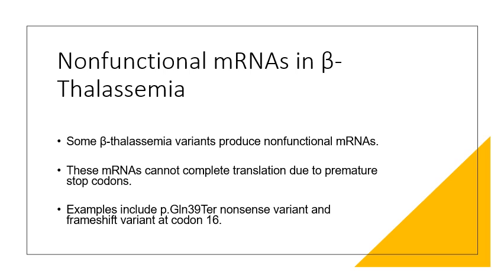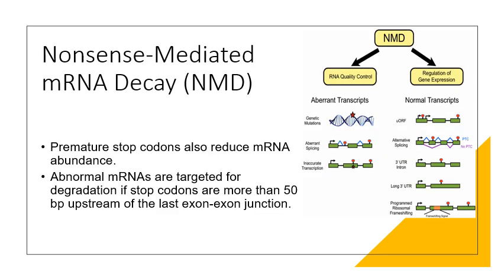Some beta thalassemia variants produce mRNA that doesn't work because of the premature stop signal, as I mentioned before. These mRNAs cannot be translated into functional beta globin. When a premature stop codon is located far from the last exon, the mRNA is broken down by the cell. This reduces abnormal protein production but lowers the beta globin levels.